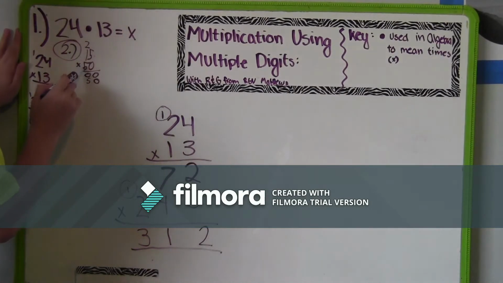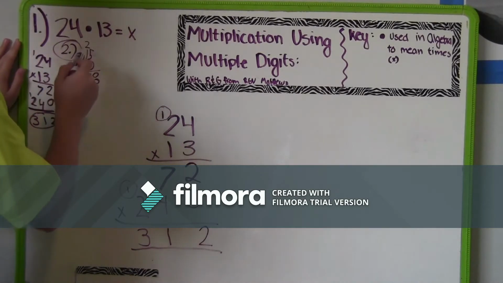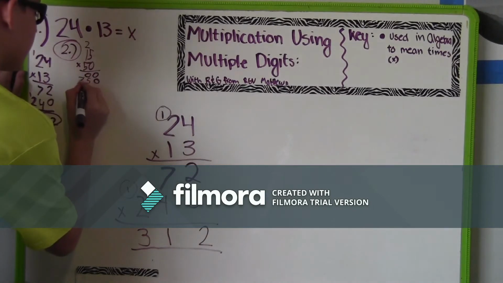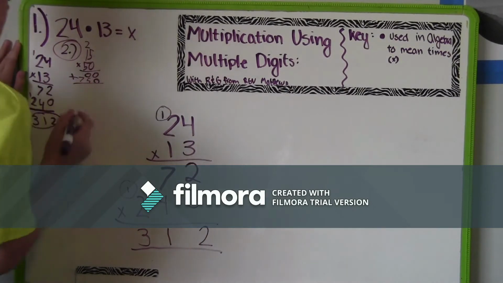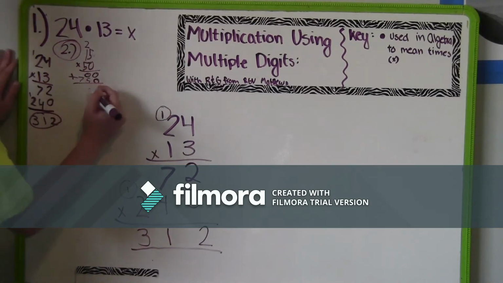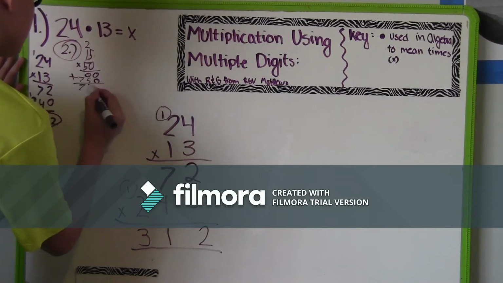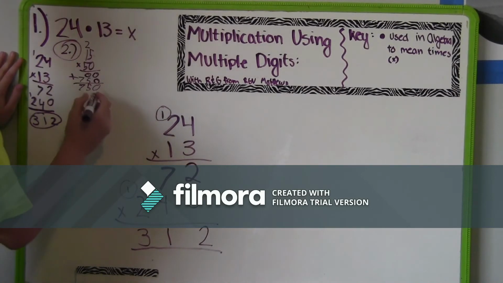So now 5 times 1 is 5, so now we add our 2, so 5, 6, 7. Now we add them together, but we don't really have to because there are 2 zeros here. So 0 plus 750 is 750, so that is our answer.